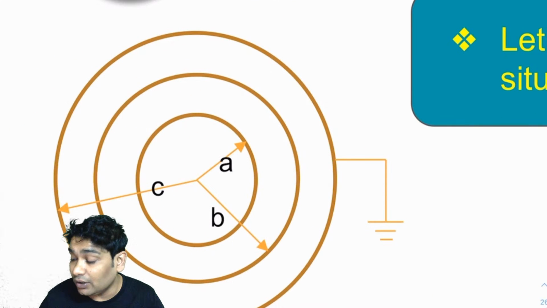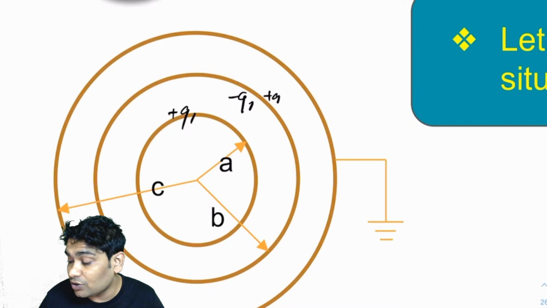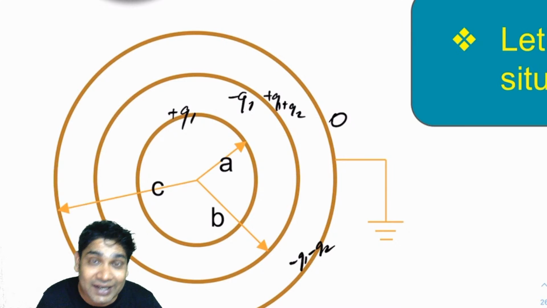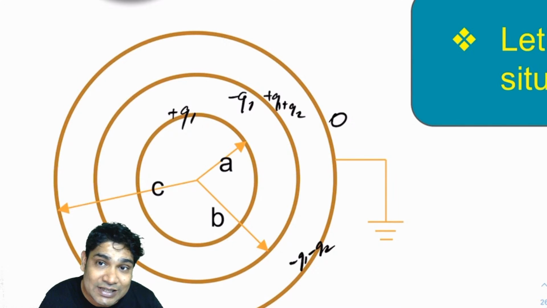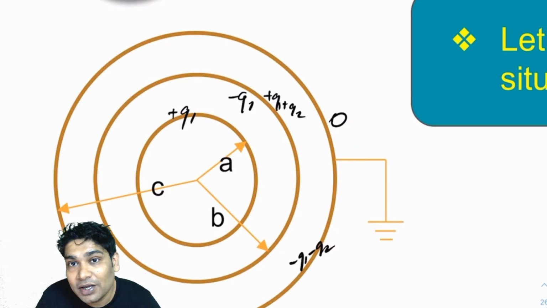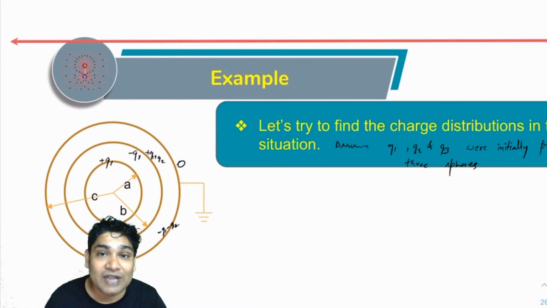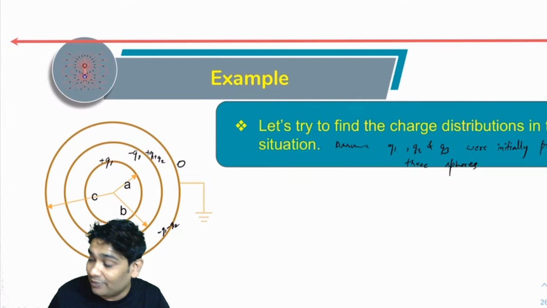Plus Q would have come here, minus Q here, plus Q1 plus Q2 here, minus Q1 minus Q2 here, and 0 here. Okay. Now I don't even need to check the condition whether the outside potential is 0 or not. It will be 0, trust me. You can check it, it will be 0. So that is how the distribution of charges takes place.